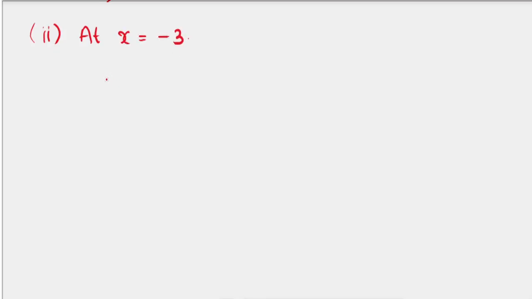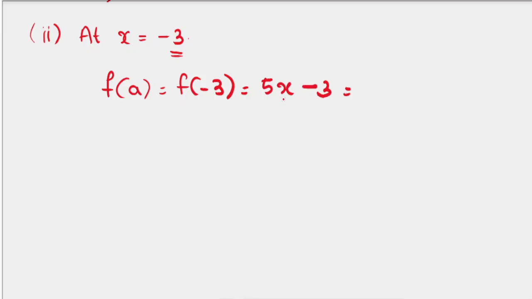Again, first we'll find f of a. Here a is minus 3. F of minus 3. Now what is the function? The function was 5x minus 3, right? So here we'll apply x as minus 3. So instead of x we can write f of a, 5a minus 3, and a is minus 3. This is minus 15 minus 3, that is equal to minus 18, right?